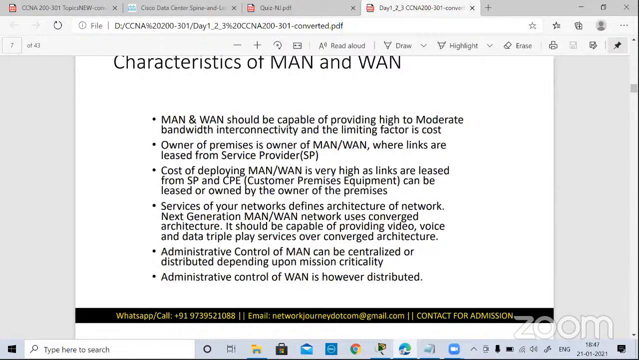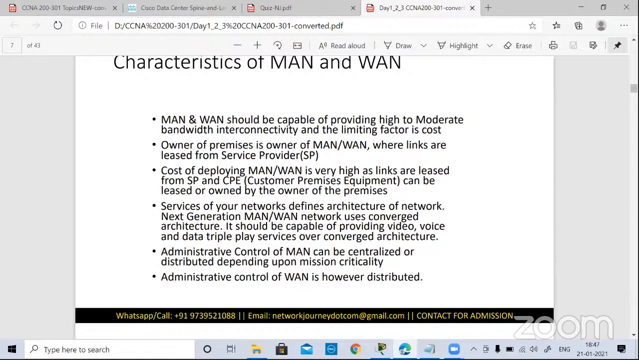Or I can have both, the link as well as the equipment, and whatever is required to build a network can be provided by somebody else. That is your service providers. So mostly we say that if I am building my own MAN or WAN network, I am the owner of that particular premises, where links are leased from the service provider. The cost of deploying is very high as links are leased from the service provider, and the customer premises equipment can be leased or owned by the owner of the premises.